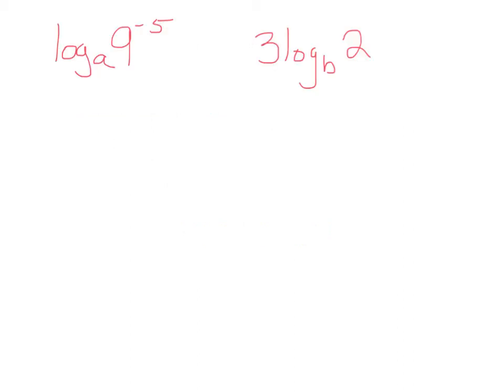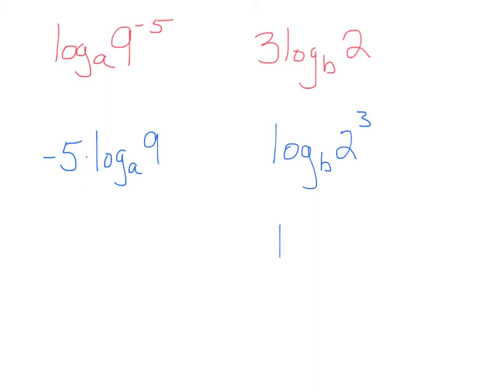So when we apply the power property to this situation, log base a of 9 raised to the negative 5th power, we could write it as negative 5 times log base a of 9. And if we wanted to go in the other direction, we have 3 times log base b of 2. We could rewrite that as log base b of 2 to the 3rd power, and we could simplify that to log base b of 8.